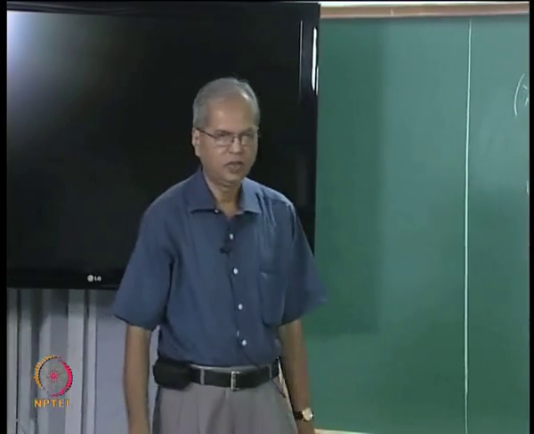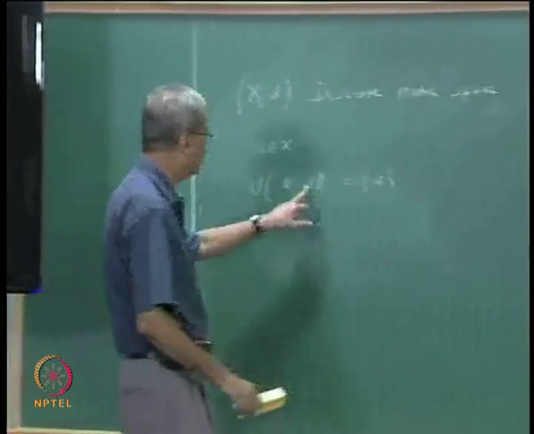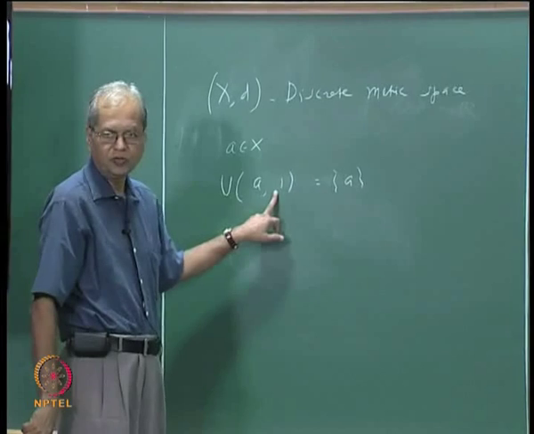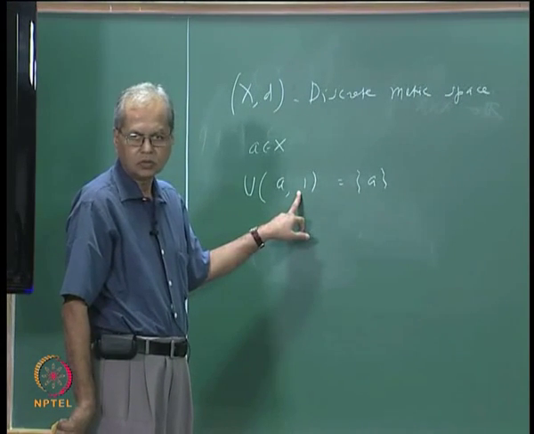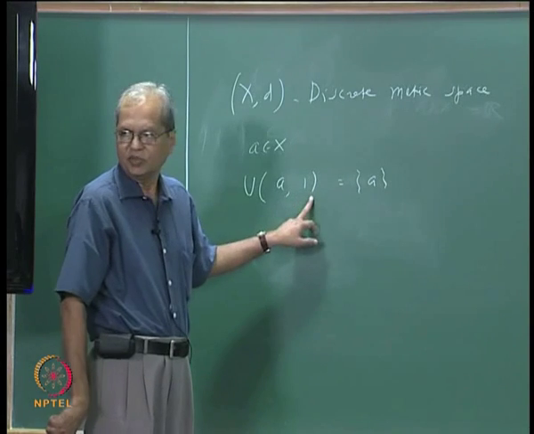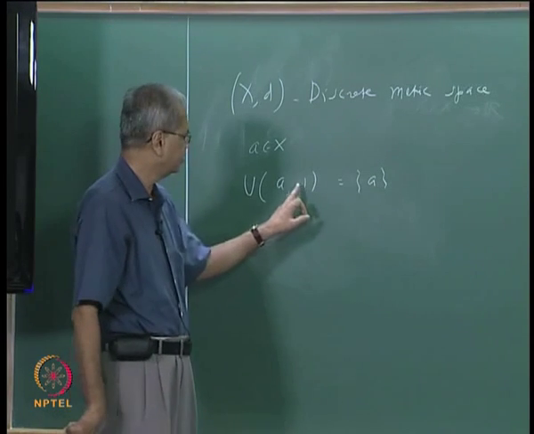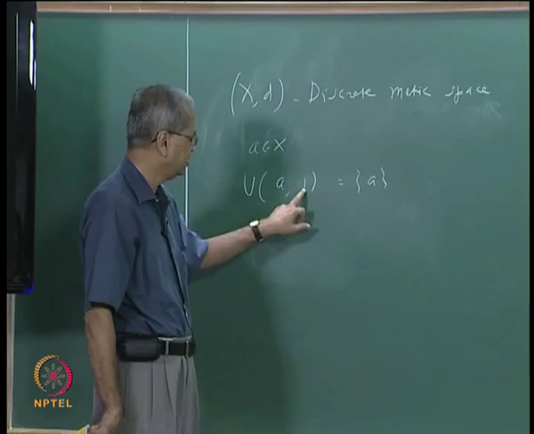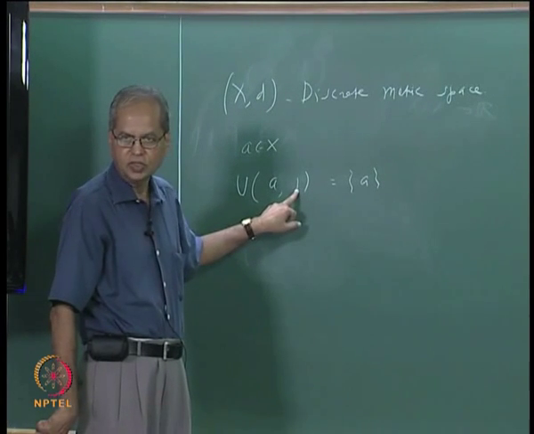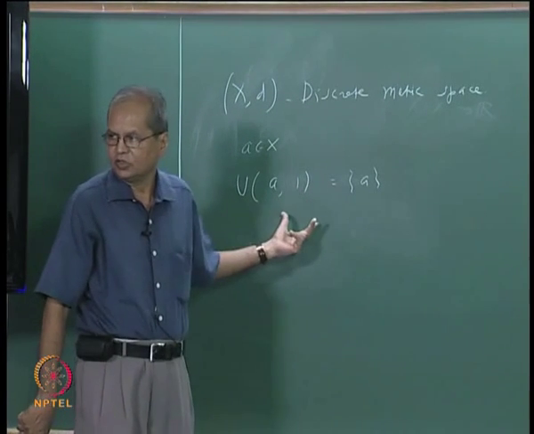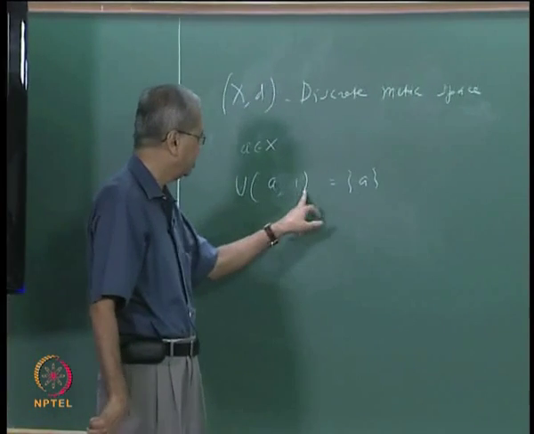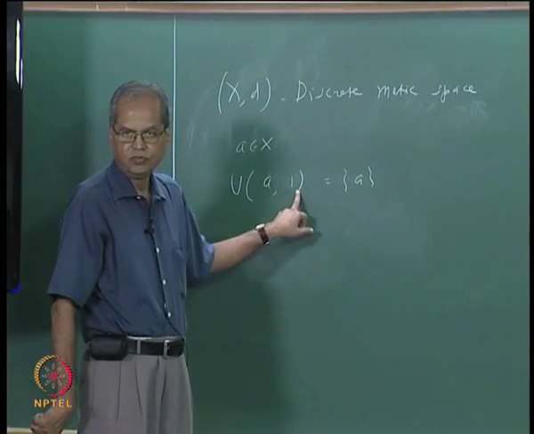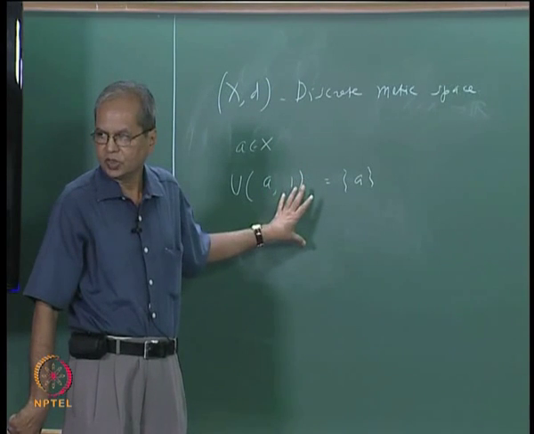If I take a number smaller than 1, suppose a half or 1 by 4, it will be the same. Suppose, for example, instead of 1, I take half. Then also it will be the same, there will be no change. But if I take something bigger than 1, then it will be the whole of X.